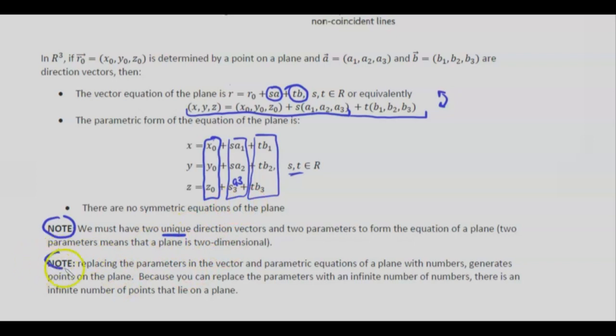Also note, replacing the parameters in the vector and parametric equations of a plane with numbers generates points on that plane. Because you can replace the s and the t with infinitely many numbers, and there's going to be an infinite number of points that lie on the plane.